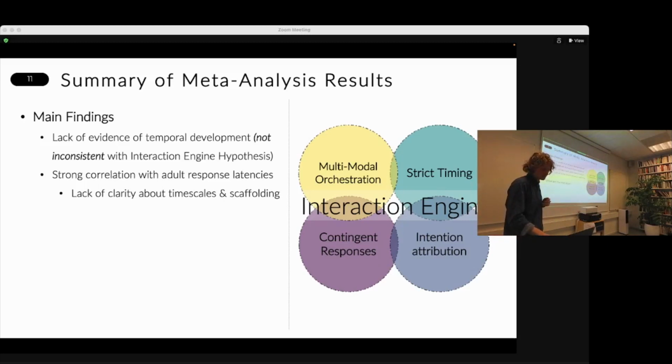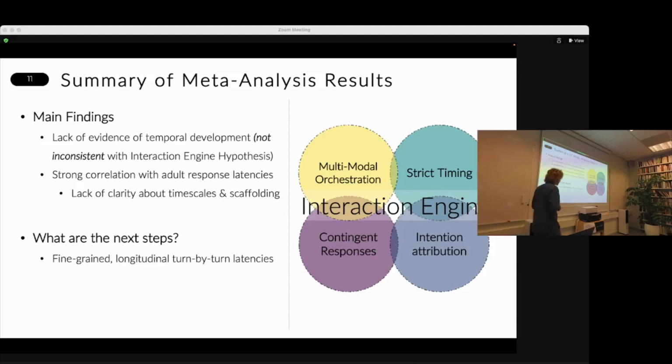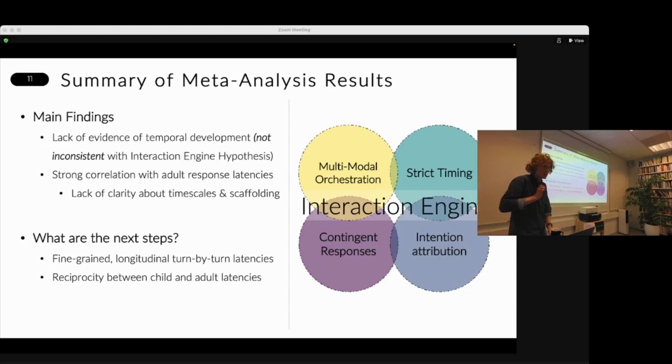Okay. So what are the next steps after this? Well, we suggested in the meta-analysis that we can do better than what we have. We don't have much evidence for what's going on initially with infant response latencies. So we need fine-grained longitudinal studies with turn-by-turn latencies. We also need to look to a greater extent at the reciprocity between child and adult latencies, right? So to what extent do they adapt on an interaction-to-interaction basis and a turn-by-turn basis as well?